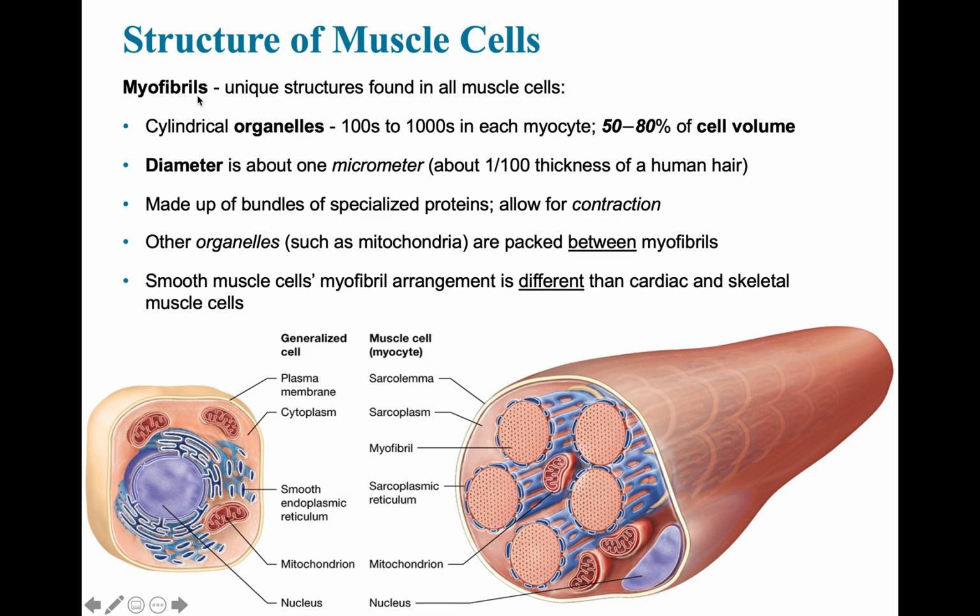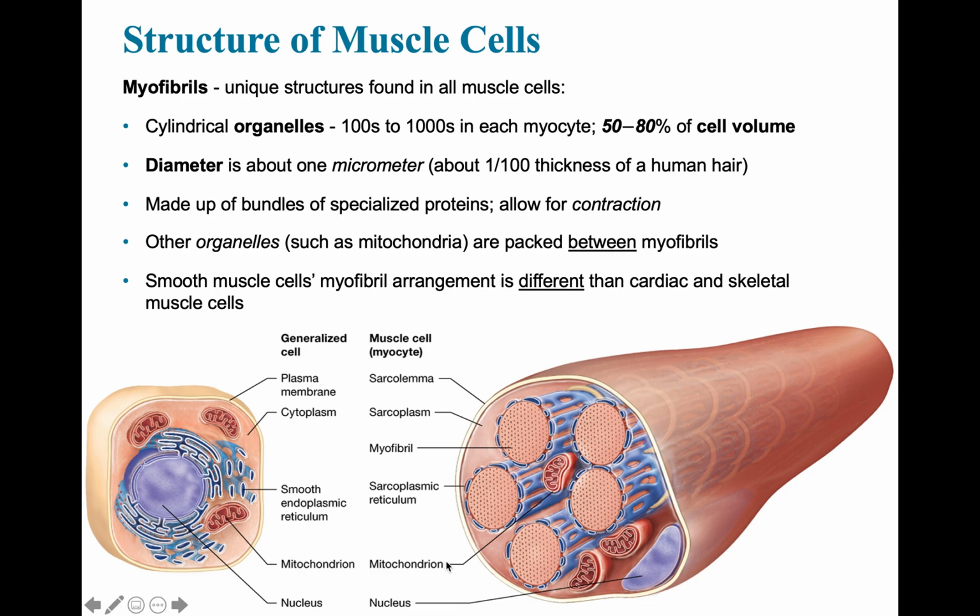So myofibrils, I've already talked about that, but as cylindrical organelles, 50 to 80% of the cell volume are these cylindrical organelles called myofibrils. Again, primarily made up of actin and myosin, which are those contractile proteins. Now, other organelles that you see packed around these myofibrils are mitochondria. So you see lots of mitochondria. That's actually why muscle looks reddish or appears red. It's because it has lots of mitochondria.